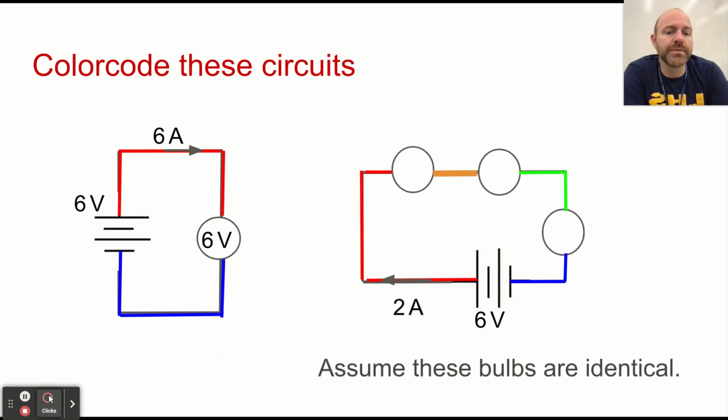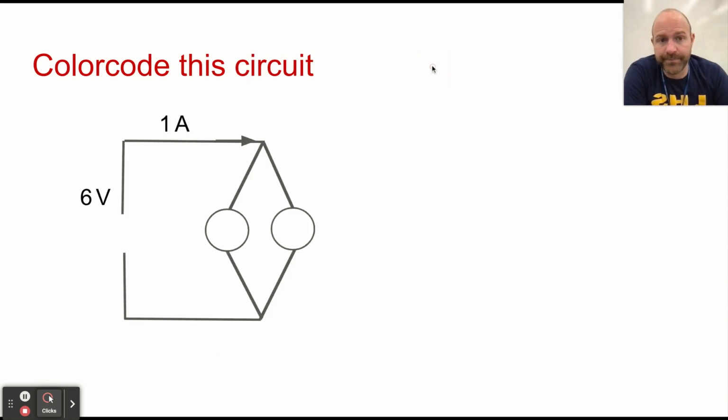But if these bulbs are identical, and this is a little bit of a cheat, we'll talk more about this later, if they're all identical, they should each have the same amount of voltage, 2 volts each. So the color pairs that we have here are red and orange is 2 volts, orange and green is 2 volts, green and blue is 2 volts. But that doesn't always have to be the case. As we'll learn with Ohm's law, if each of these bulbs has a different resistance, then the voltages for each of them could also be different.